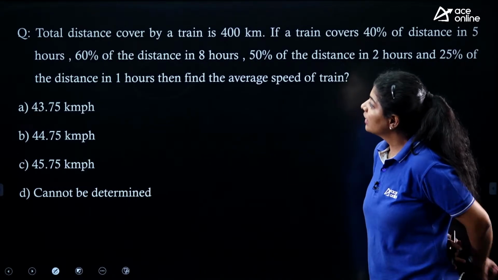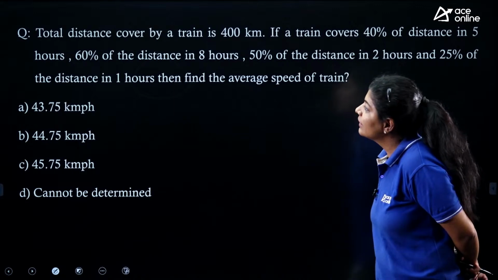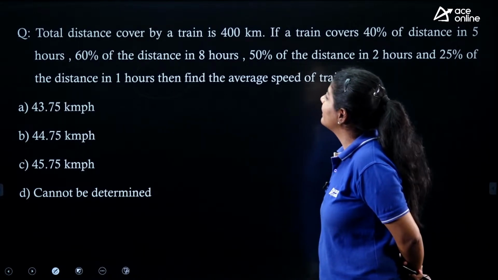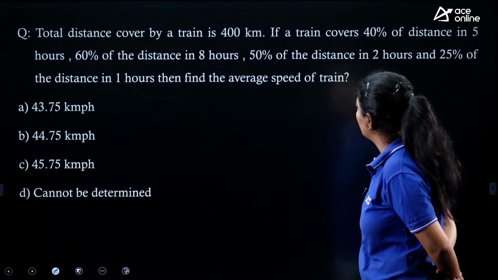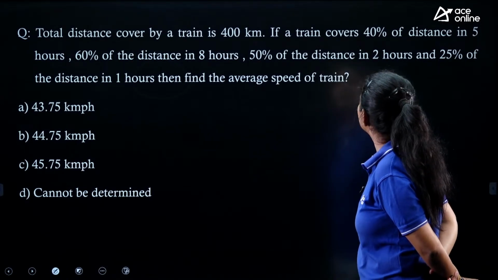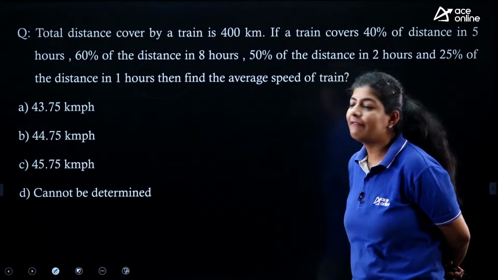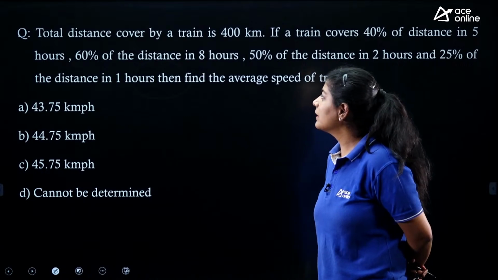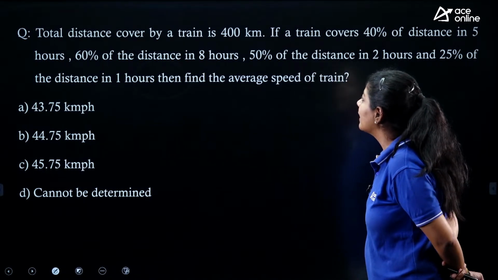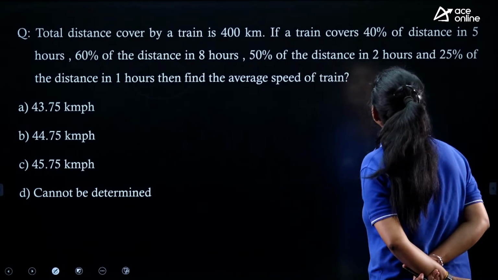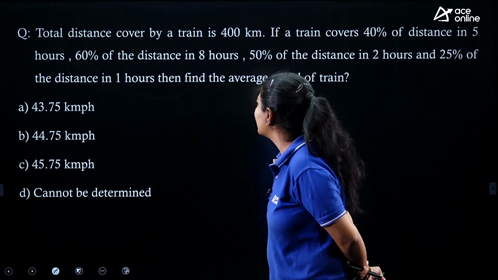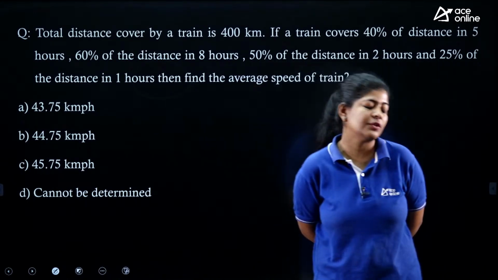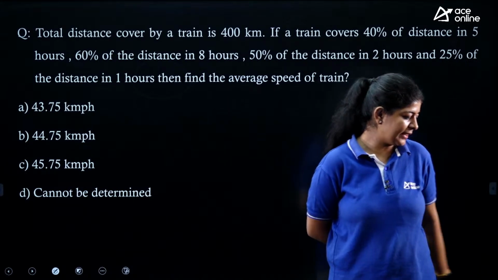Next. The next question says that the total distance covered by a train is 400 km. If the train covers 40% of the distance in 5 hours, 60% of the distance in 8 hours, 50% of the distance in 2 hours and 25% of the distance in 1 hour, then find the average speed of the train. So what value are we getting over here?